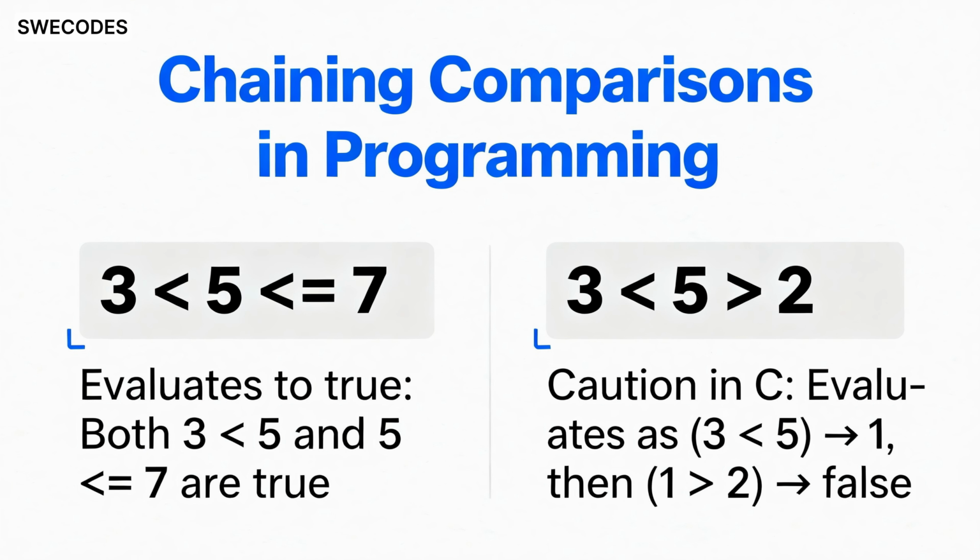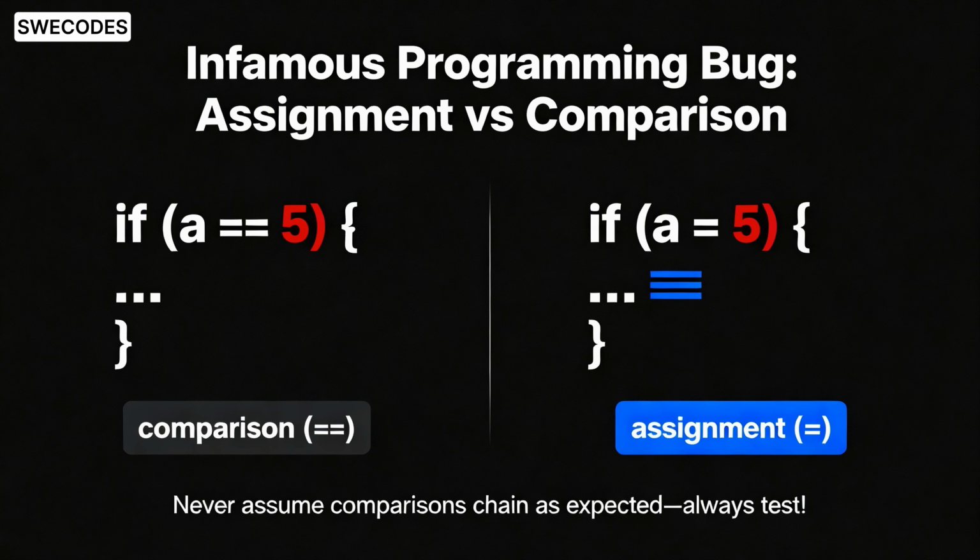3 < 5 == 7 evaluates to true, because both comparisons succeed. But be careful. Expressions like 3 < 5 > 2 can be misleading. In C, that actually means, is 3 less than 5? True, 1, then is 1 greater than 2? False. So, never assume your comparisons chain the way you think they do.